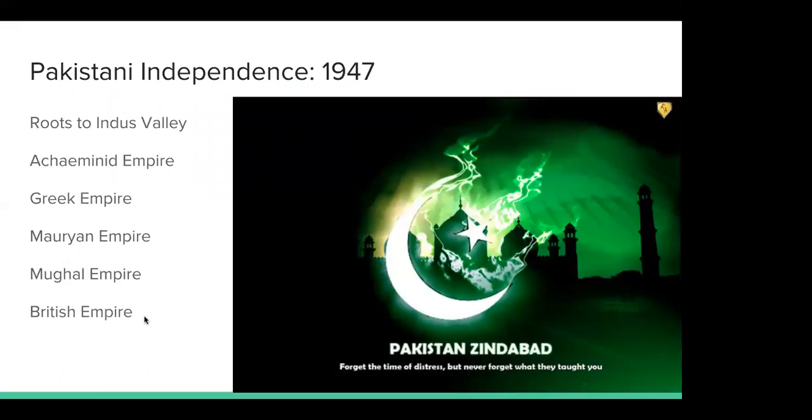And I like Pakistan Zindabad, the picture, because it has that message: forget the time of distress, but never forget what it taught you. And I think that kind of embodies potentially the spirit of the country itself. They have a lot of pride in their country, and they've had a lot of empires rule over them, but now they are independent and very proud.